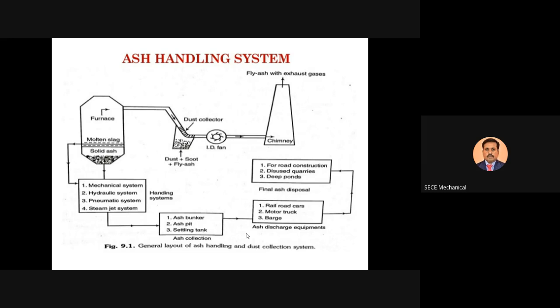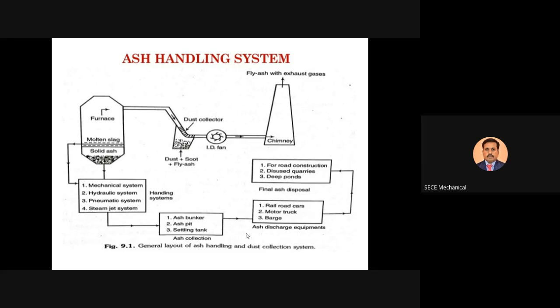So in this way we can dispose of the ash through water, with the help of a deep pond, and normally ash is used for some construction purposes. Finally, ash is disposed. While handling the ash from the furnace to the ash collection area, there are 4 different types of ash handling systems used.